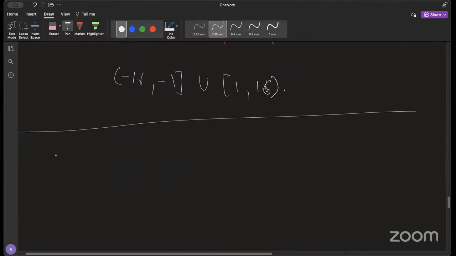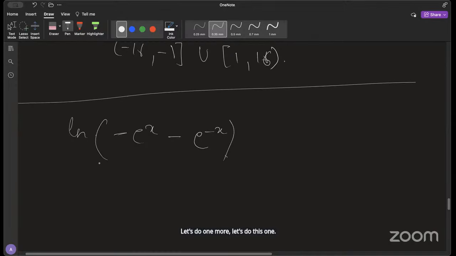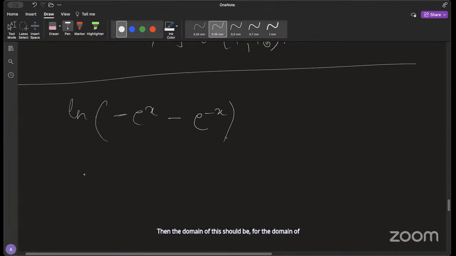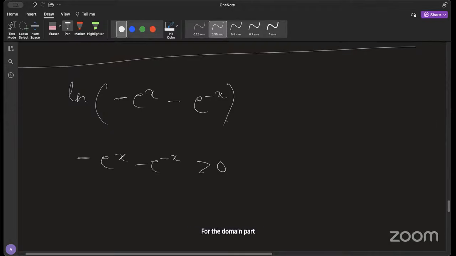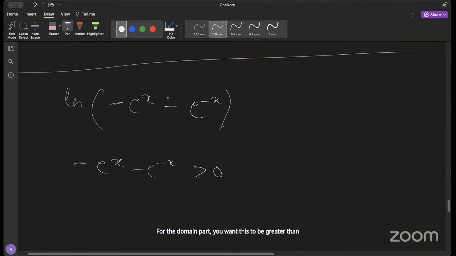Shall we do more questions on the domain of log functions? Let's do one more. Let's do this one. For the domain of this, you would want minus e to the power x minus e to the power minus x to be greater than 0, right? For the domain part, you want this to be greater than 0.